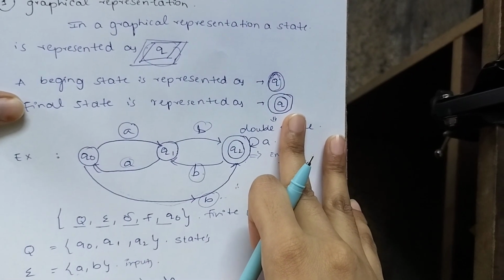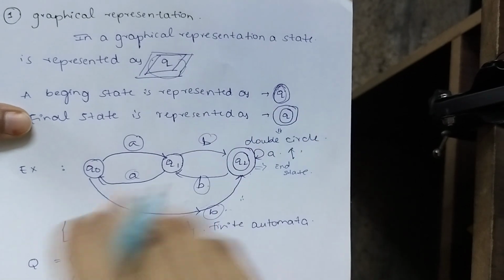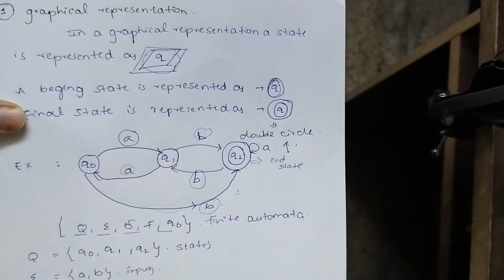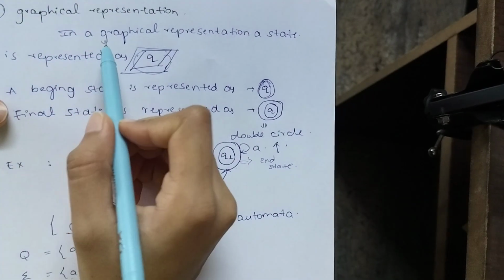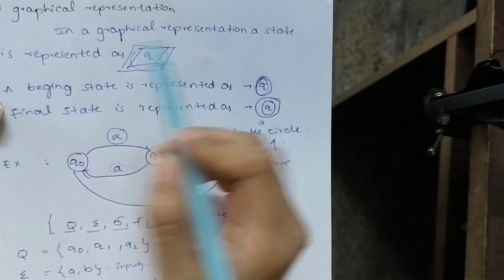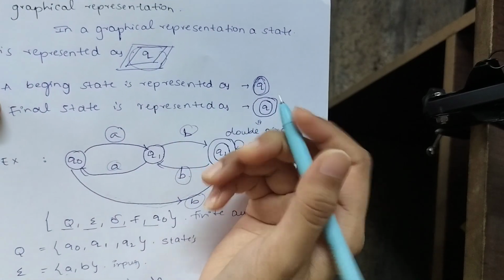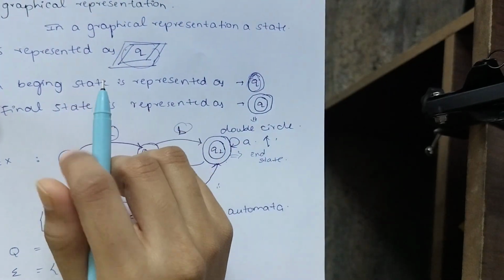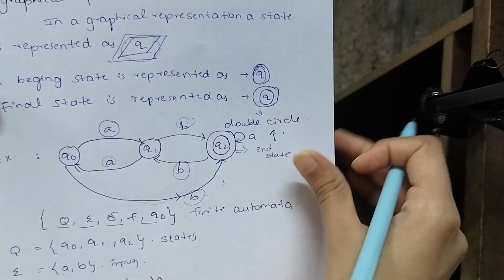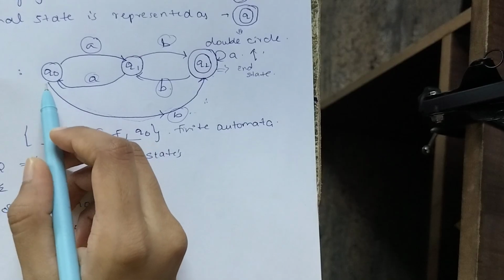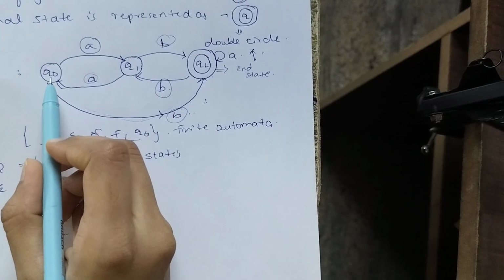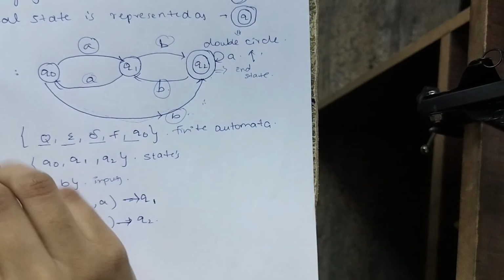In the previous video we have seen what the graphical representation is. Let us recall it. In a graphical representation, a state is represented by a Q. So here in the graphical representation the state is written as small q, where we have seen in the example that the states are denoted by q0, q1 and q2.